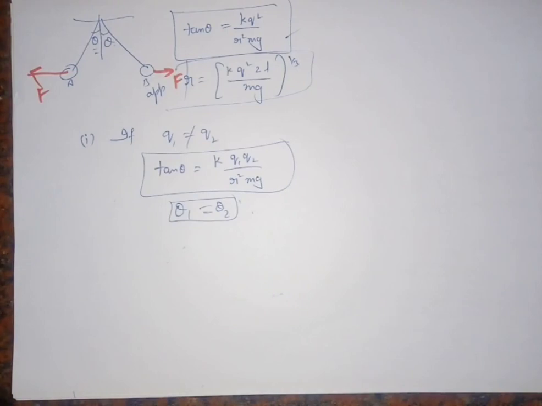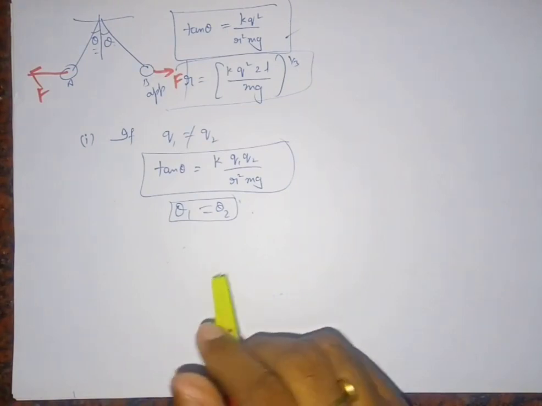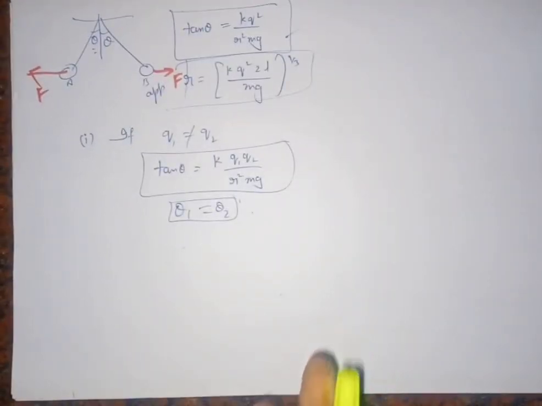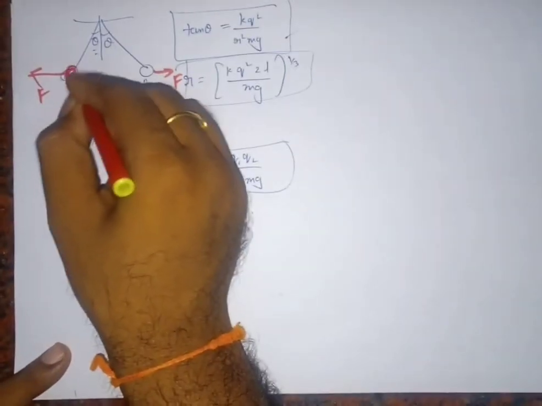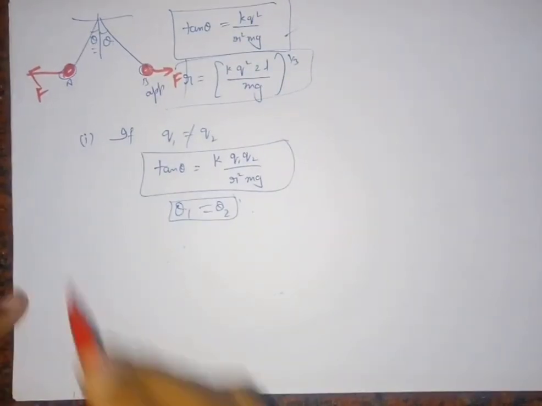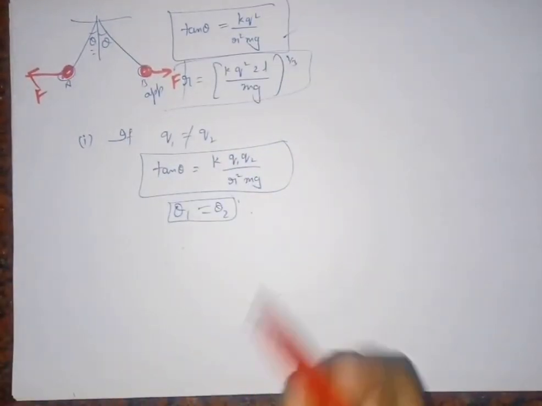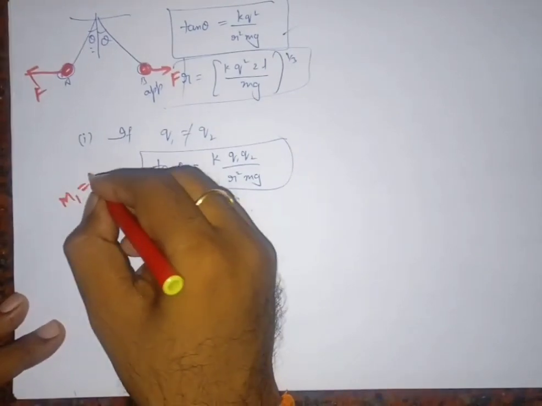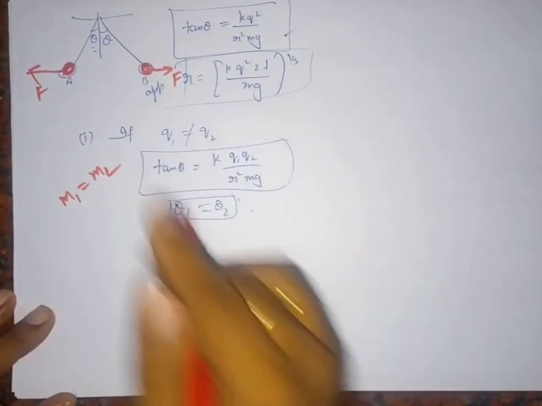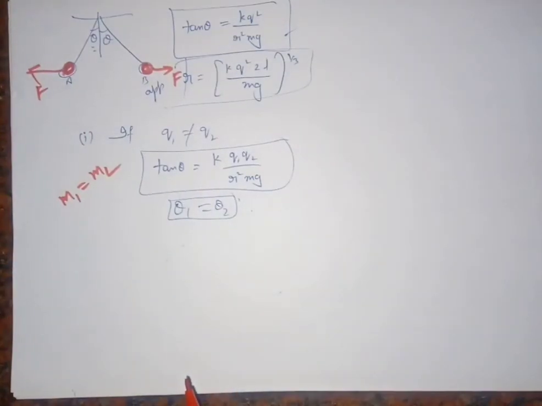So earlier the force was kq square by r square. Now the force is kq1 q2 by r square. Whether it is kq1 q2 by r square or kq square by r square, the force on both of them should be the same according to Newton's third law. So if the force is same, mg is also same because masses are equal, then tensions are also same and angles also will remain the same.